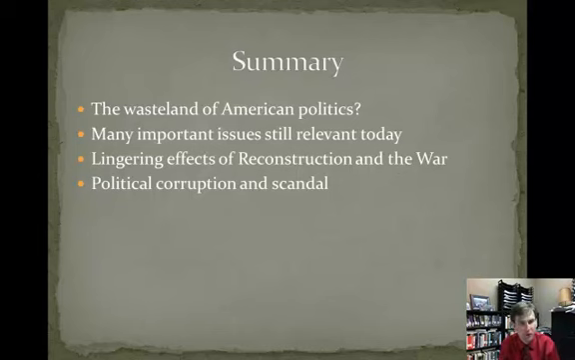So in summary, is this era the wasteland of American politics? Well, I don't think so. Many important issues are still relevant today. When you look at trade and monetary policy, those are still important issues. You do see the lingering effects of Reconstruction and the war, particularly in the way people vote, North and South. And there was a tremendous amount of political corruption and scandal in this period. So this is not a clean period of American politics by any stretch of the imagination. There's a lot of seedy stuff going on here.